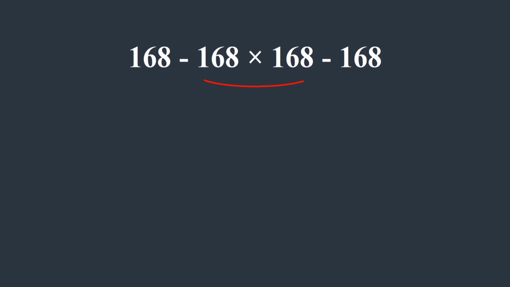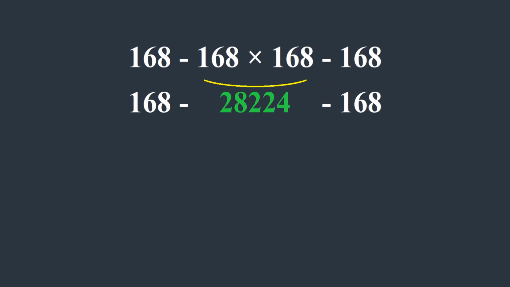So we have first this multiplication, 168 times 168 equals 28,224. So we have 168 minus 28,224 minus 168, and we have two subtractions. According to the order of operations, we do this subtraction, then this subtraction.